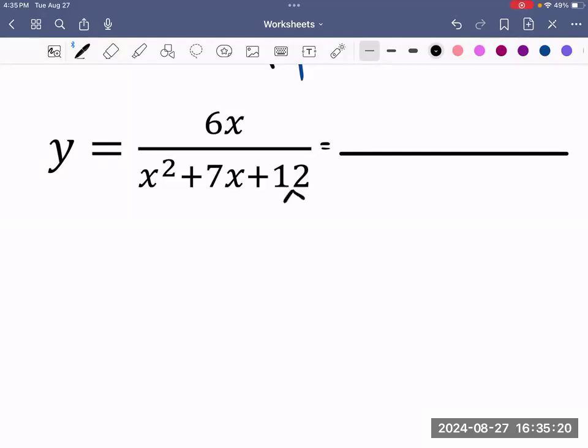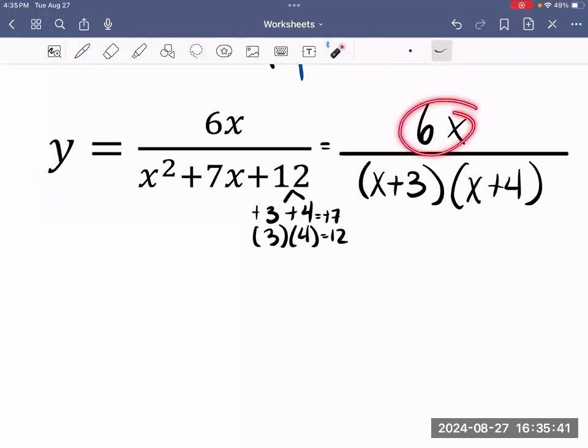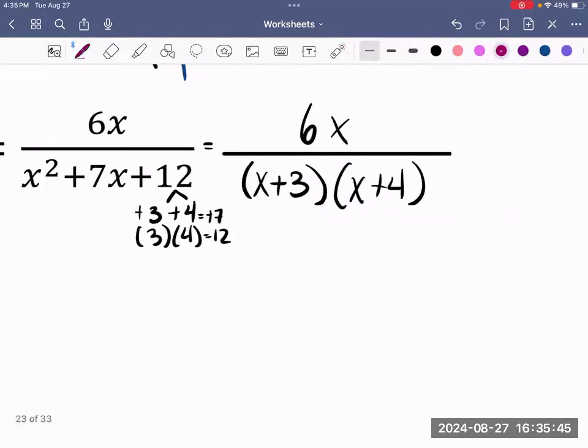So we're looking at factors of 12 that can get us to 7, which are 3 and 4. As long as we add them together, we get positive 7, and when we multiply them together, we get 12. So we have x plus 3 and x plus 4 and 6x. Now you'll notice that nothing is going to cancel to cause a hole. However, we still have to avoid 0 in the denominator.